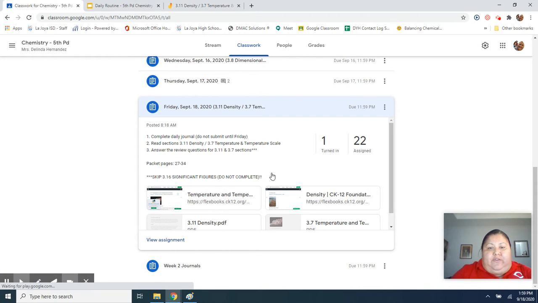Okay. So first off, the PDF for 3.7 includes 3.16 significant figures. Do not complete. This is not a section that we're going to cover. It's actually a section that we're going to skip. So I just wanted to tell you that before we get started.